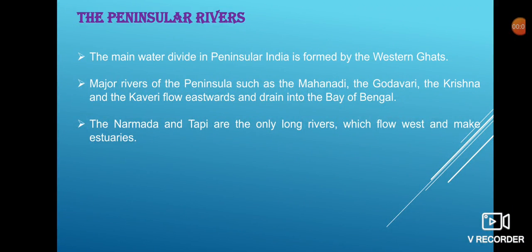Let us continue with the chapter. Now we will start with peninsular rivers. The main water divide in peninsular India is formed by the Western Ghats. Major rivers of the peninsula such as the Mahanadi, the Godavari, the Krishna and the Kaveri flow eastwards and drain into the Bay of Bengal. Whereas, the river Narmada and river Tapi are the two long rivers which flow west and make estuaries.